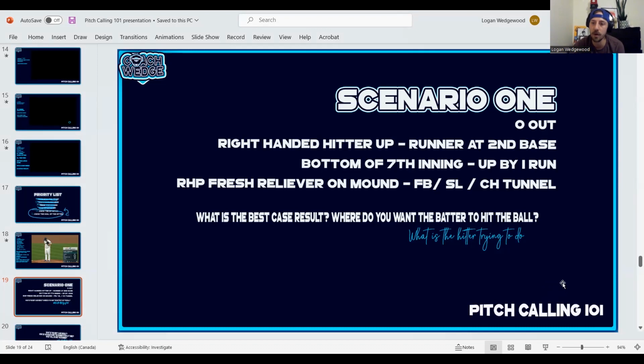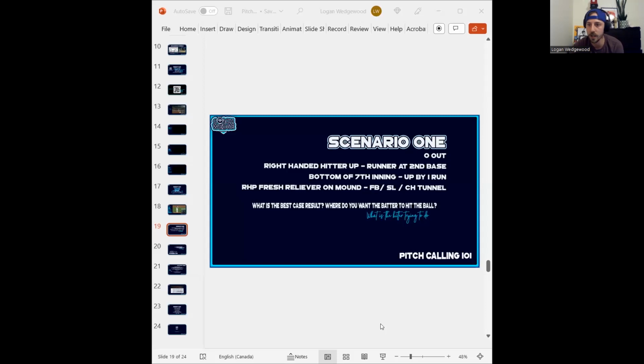Where do we want the batter to hit the ball? What is the hitter trying to do? These are just questions to help you think about essentially how to go about this here. And I'll go ahead and just have both running here and we can take a look at how this pops up. Okay, so go ahead and say what the best case result would be in scenario 1 here. Remember, you're a catcher, not a hitter.